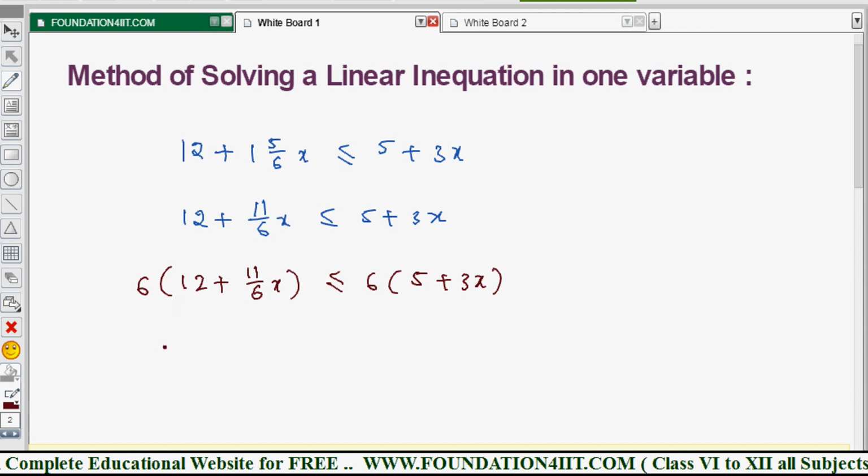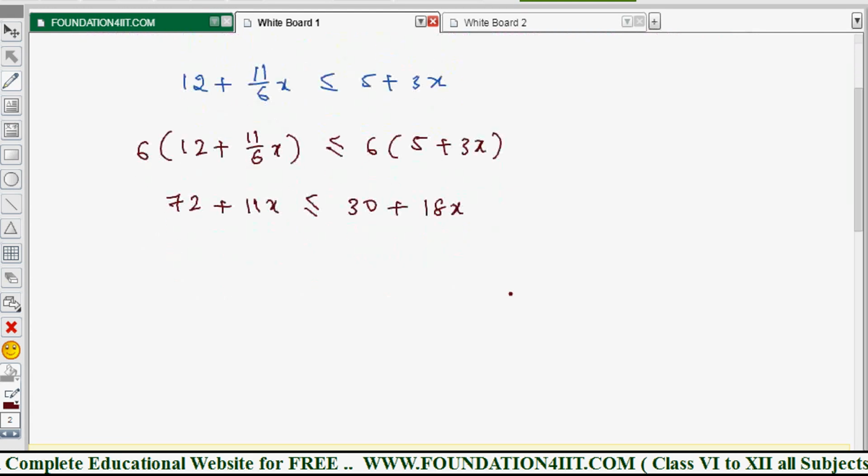Then 12 into 6, just simplify this, 72 plus 6 into 11 by 6, the 6 is cancelled, so 11x less than or equal to. So the inequality does not change according to the property. Right, if you multiply both sides by the same positive number, the inequality does not change. That's why less than or equal to as it is. And 6 into 5 is 30 plus 6 into 3 is 18x. Right. Now the linear inequation is converted without any fractions.